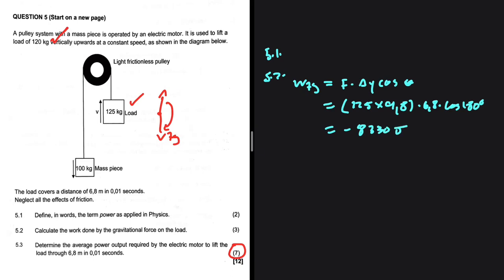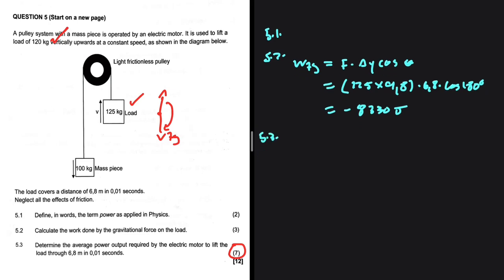And now 5.3, determine the average power output required by the electric motor to lift the load through 6.8 meters in 0.01 seconds. So the key takeaway here is the fact that they are moving at a constant velocity. So we can set up our equation in the following way. Work net is equal to change in EK. If it is constant velocity, then change in EK is obviously going to be equal to 0.